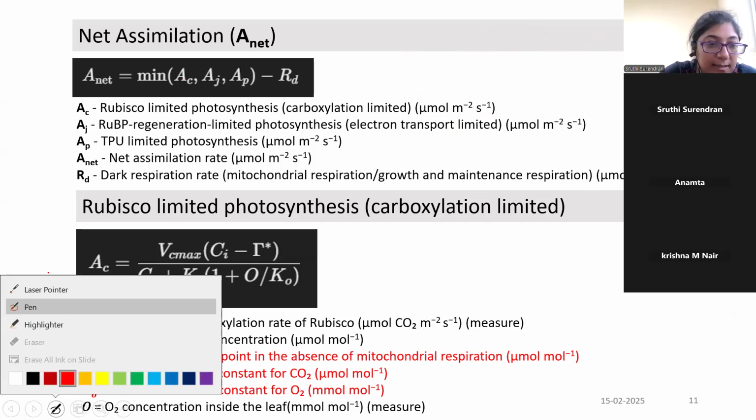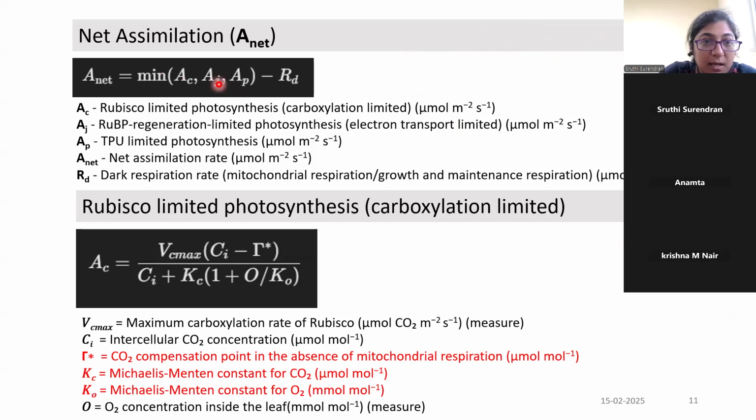Now, how do we calculate all these values? How do we calculate AC? How do we calculate AJ? How do we calculate AP? And also RD. From where do we get all these RD values? Now, suppose for ease of understanding, say we have the RD value. We have an AQ curve with this and we know the RD value. In that case, how do we calculate AC?